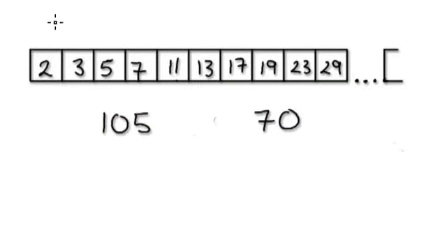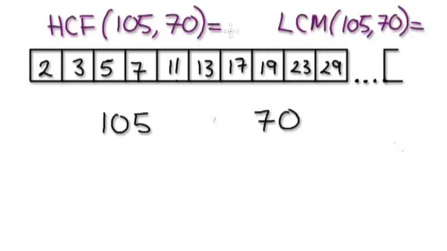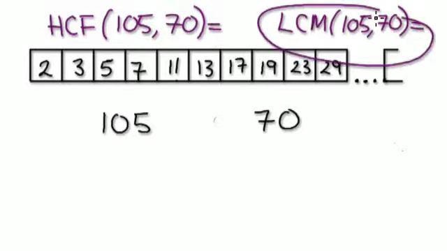What is the highest common factor of 105, 70? What is that? And also, I want to know the lowest common multiple of 105, 70. Okay, so work out this and this here.